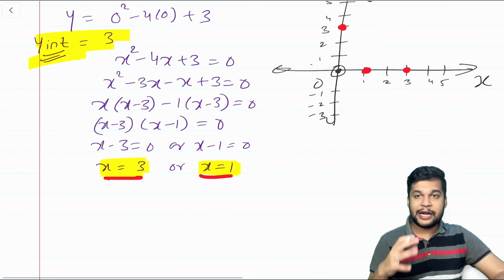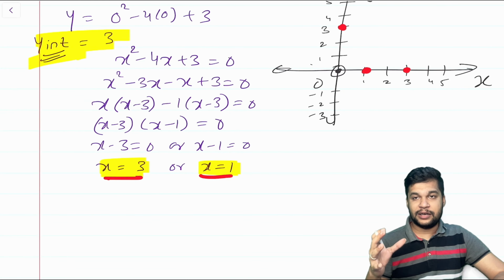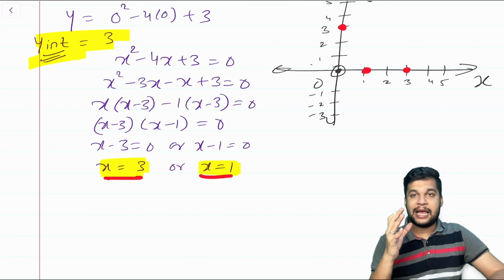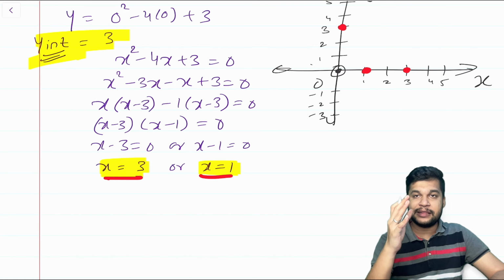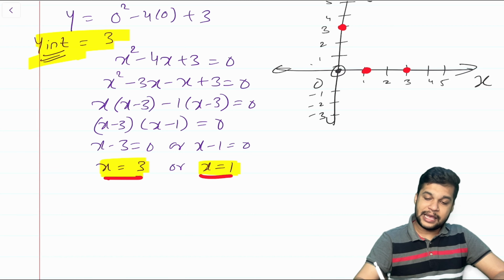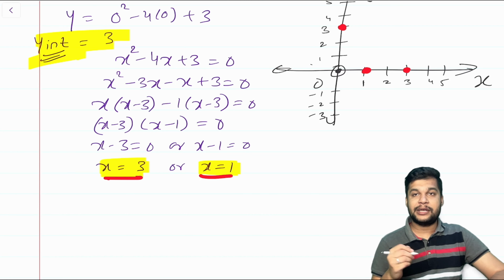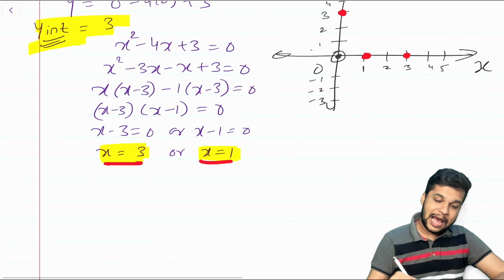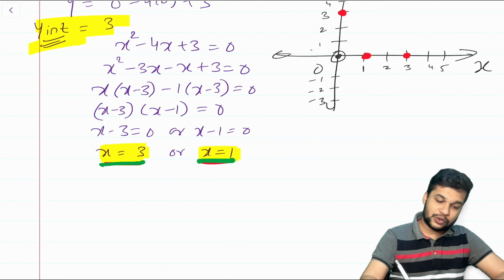If you remember, I taught you that any quadratic curve is symmetrical with respect to the axis of symmetry, and the axis of symmetry is exactly in the center of the parabolic curve. Since I have the two roots, which are 3 and 1, I can easily find the axis of symmetry.